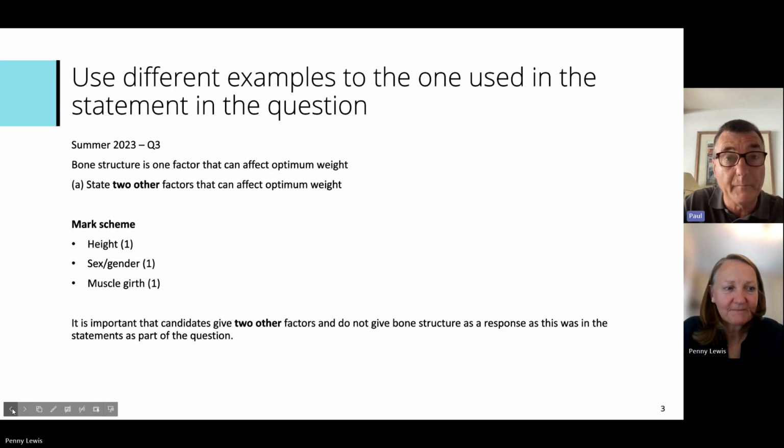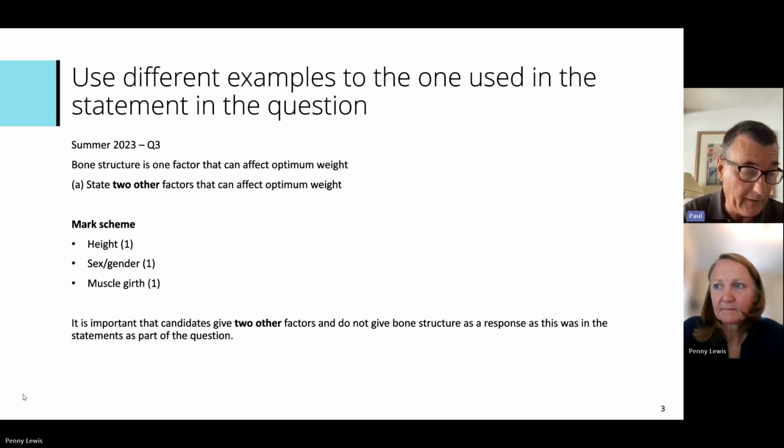For example, in this year's paper, 2023, question 3A, candidates were told that bone structure is one factor that can affect optimum weight. Candidates were then asked to state 2 other factors that can affect optimum weight. Clearly, there is no credit for repeating bone structure, so the remaining 2 answers had to come from the 3 remaining factors: height, sex or gender, and muscle girth. Another tip is to ensure that muscle girth or muscle mass is referenced, not just muscle.